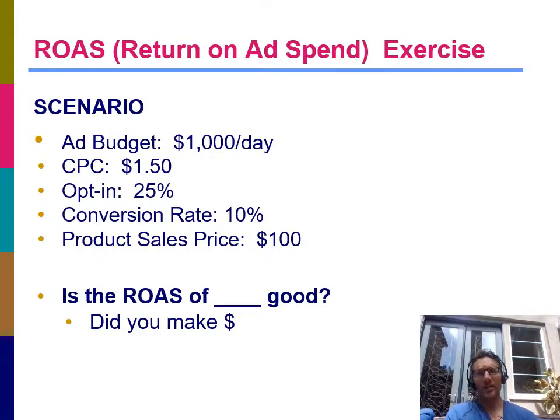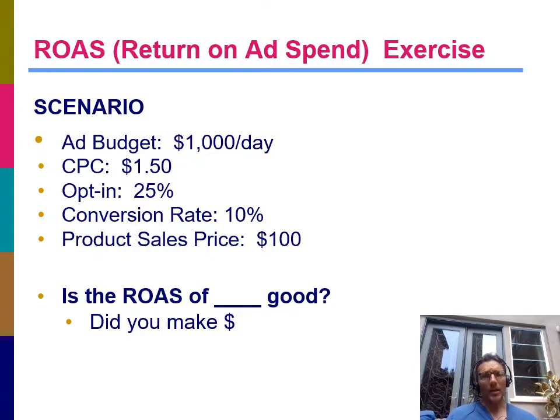And standard opt-in rates, you can Google search this on your own, you'll see that they're much lower, well below 10%. And a conversion rate of 10% is very high as well. So in this case, our return on ad spend was 1.7. Is that any good? Well, as I mentioned earlier in this lecture, a good rule of thumb is a 3-to-1 ratio. So for every dollar of advertising you spend, you get $3 back in sales. So the bottom line question here is, did you make money?